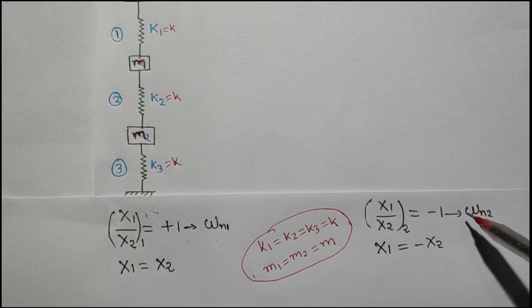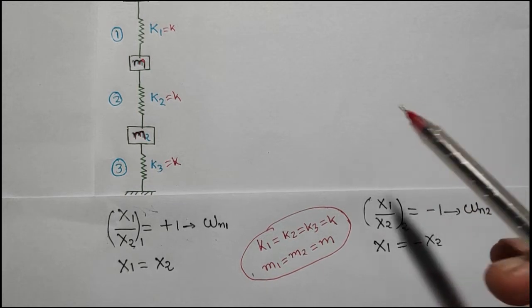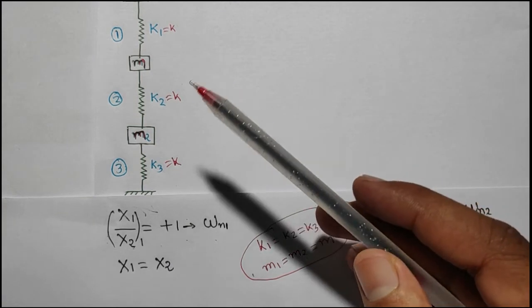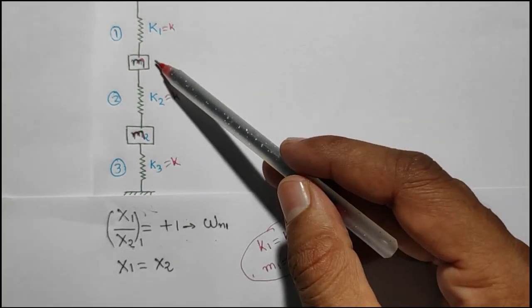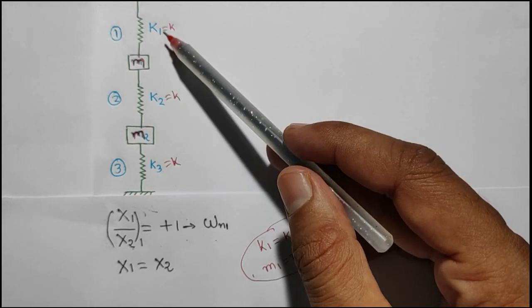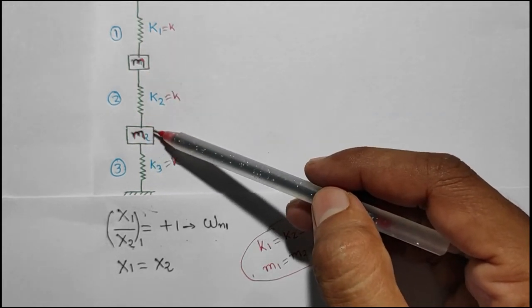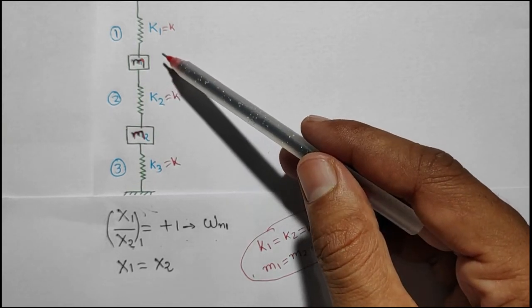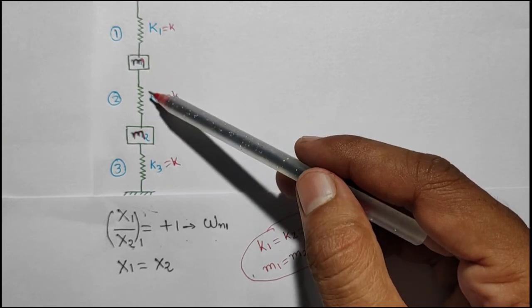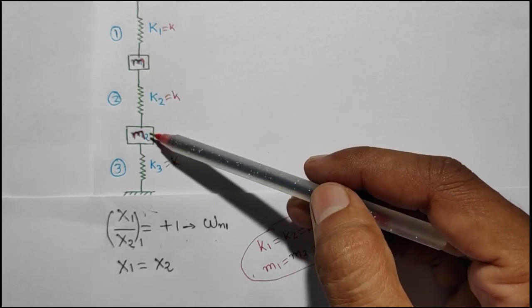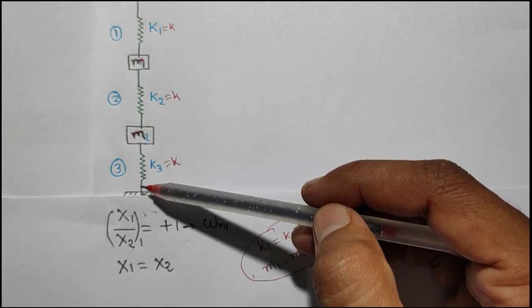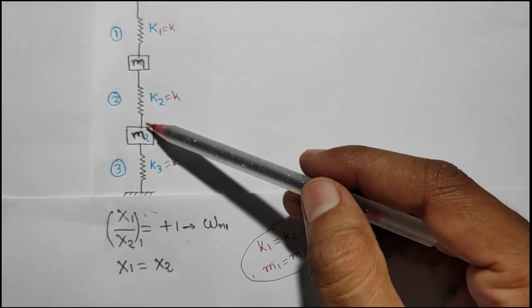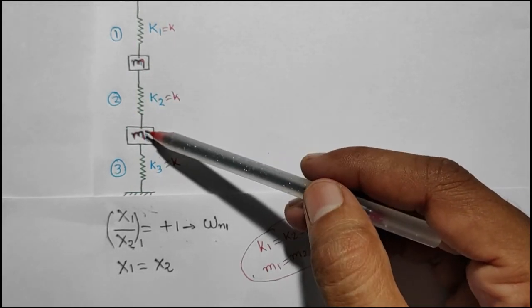Now in case 1, the amplitudes of both the masses are the same and they move in the same direction. If mass m1 moves some distance in the upward direction, then mass m2 will also move the same distance in the upward direction. Or if mass m1 moves some distance in the downward direction, then mass m2 also moves the same distance in the downward direction. Means spring k2 will move with these masses like a rigid body.